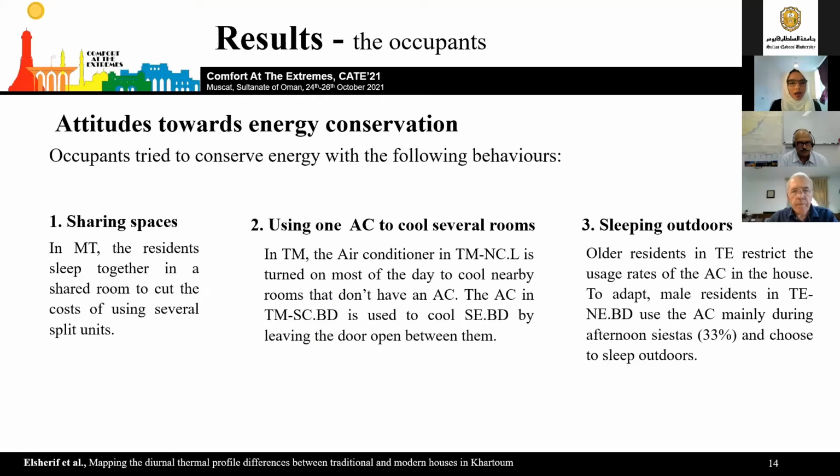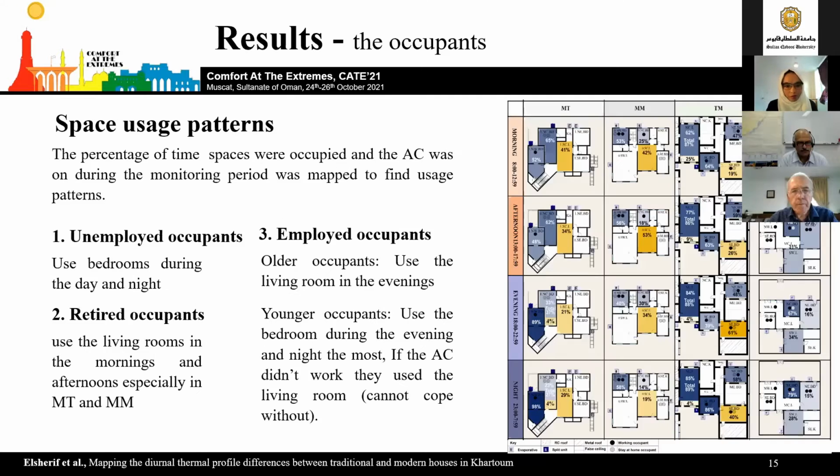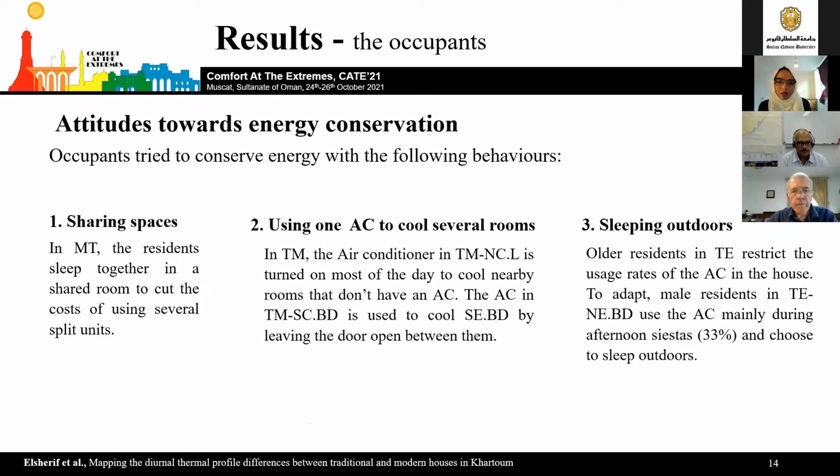When we looked at how they are trying to conserve energy, 3 different types of behaviors were observed. They either started sharing spaces, and this was especially in areas where the air conditioner was a refrigerant one, where it consumes a lot of energy. So they preferred to just sleep in one space. Another tactic that they used was using one air conditioner to cool several bedrooms by keeping the doors open. And from an AC expert, he said that this was very bad because it consumed a lot more energy than using just 2 separate ones, because you're overworking that one air conditioner. And as an extreme measure, some of them slept outdoors, which is only available for male occupants.